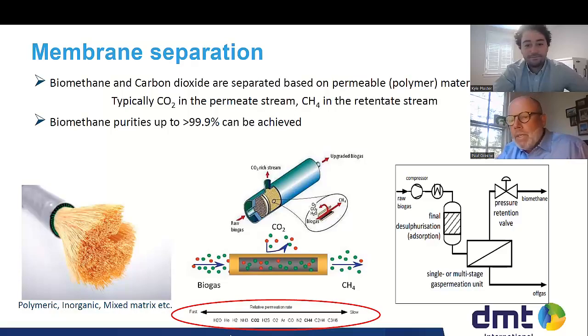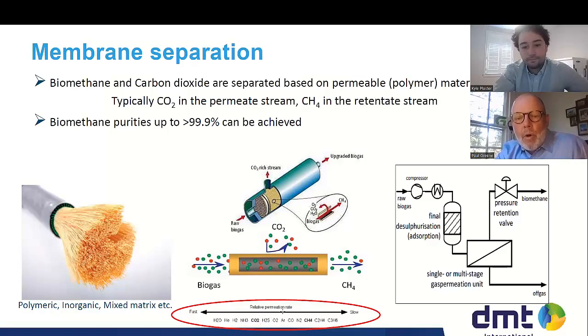What has DMT been seeing for membrane life in some of your field installations? Membrane life really has to do with the pre-treatment. If you can operate a plant and be really confident with your pre-treatment, and it doesn't even need to be perfect H2S removal, for example, it's really just being able to monitor your H2S levels going into the membranes and just being confident. General rule of thumb is we say 10 years, but we have projects in the Netherlands that have been operating over 20 years on the original set of membranes.